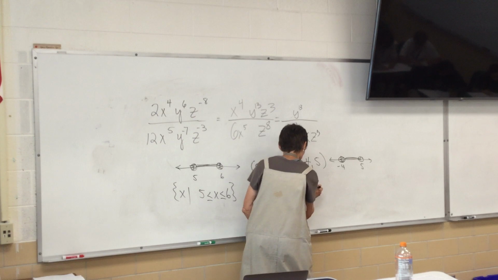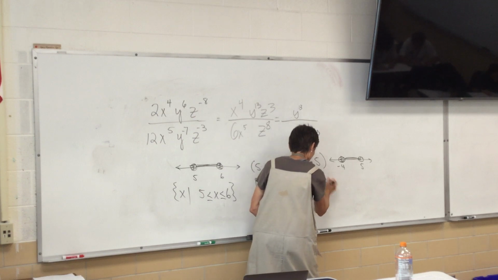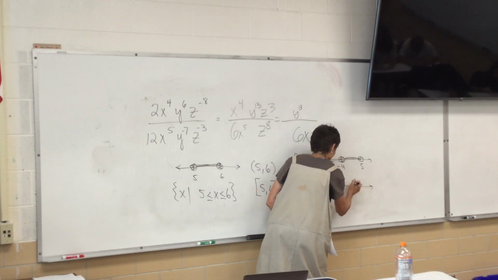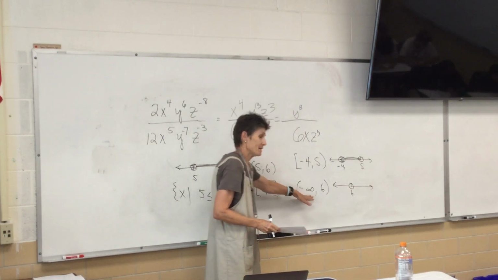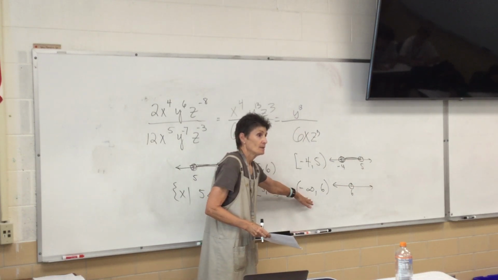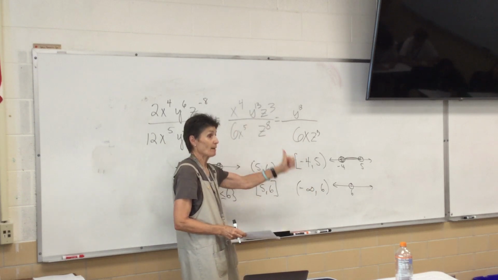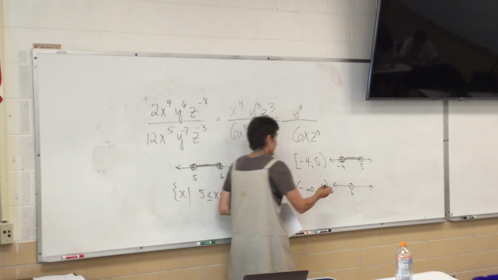Now, what about this? What's going on here? Here's my number line. Here's 6. What does that mean? Well, it's a half line, right? I'm gonna go this way. Yep, I'm gonna shade it this way.